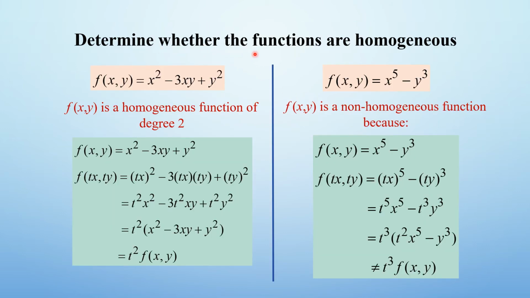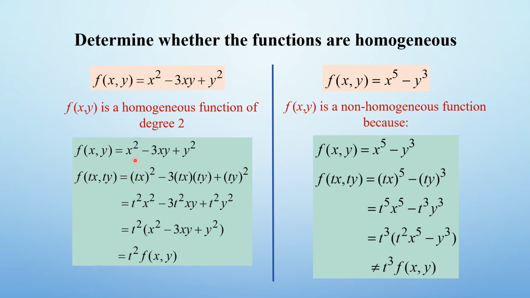Determine whether the functions are homogeneous. The first function is given by f of x, y equals x squared minus 3xy plus y squared. Now how do we test whether this function is homogeneous or not? We test it by replacing x by tx and replacing y by ty. So this is the original function. For every x, we have to replace it by tx, and for every y, replace it by ty. So f of x, y is x squared minus 3xy plus y squared. Therefore, f of tx, ty is equal to tx, everything squared.